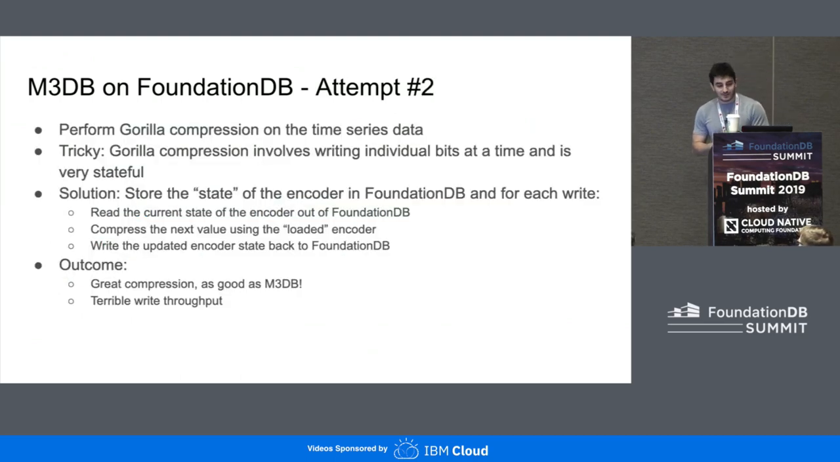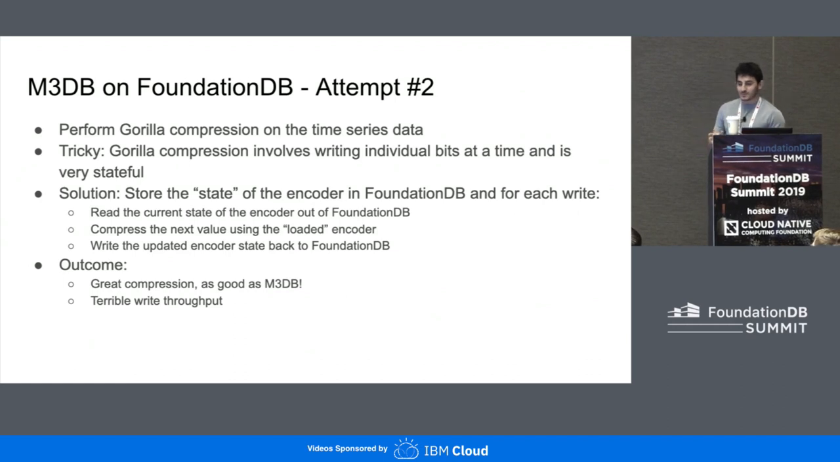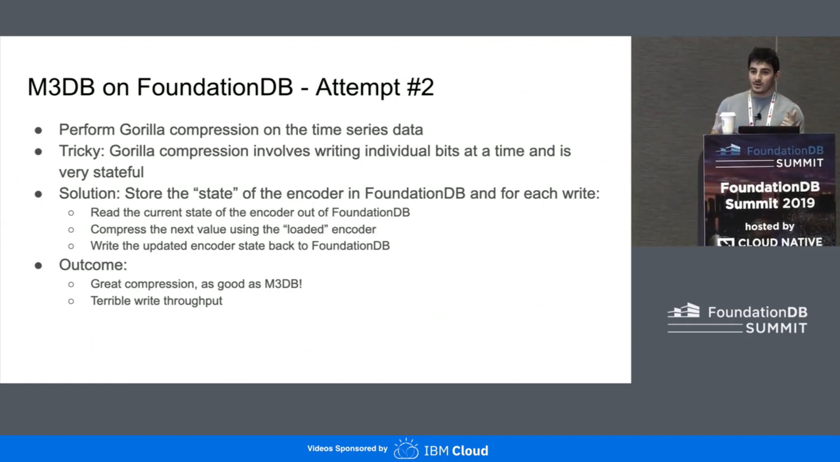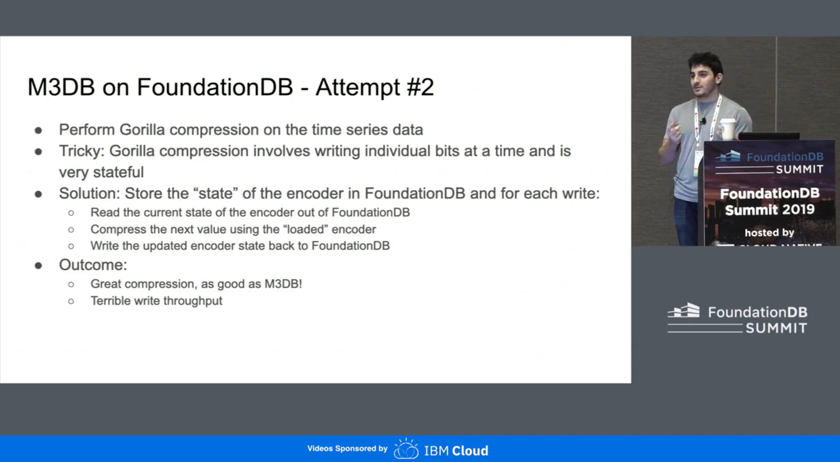The second thing I tried, which is not a good idea, and I don't recommend it, was to see if I could do Gorilla compression directly in FoundationDB. I kind of knew it would be slow, but I just wanted to see if it was possible. And if you're not familiar, Gorilla compression is one of the most common forms of streaming time series compression, specifically in the observability space.